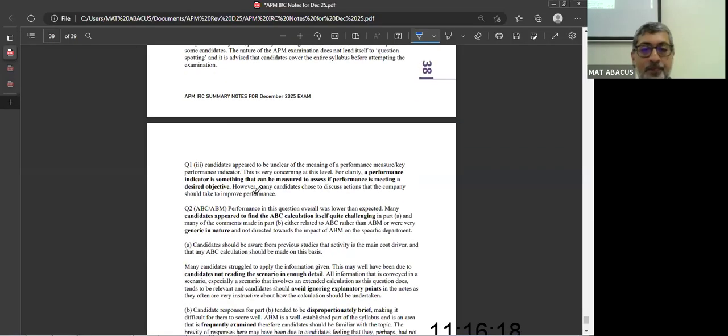The second point, candidates appear to be unclear of the meaning of a performance measure or KPI. This is very concerning at this level. For clarity, a performance indicator is something that can be measured to assess if performance is meeting a desired objective. So it's very specific. First, it's measurable. Second, it's aligned to an objective, to a critical success factor, to a strategy.